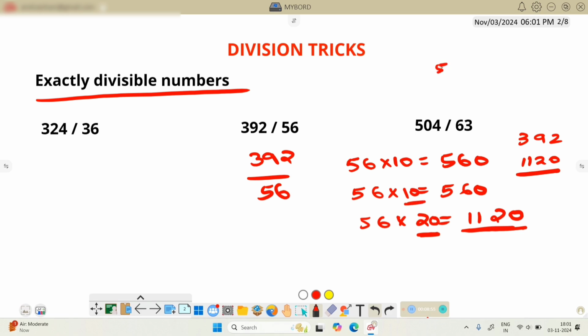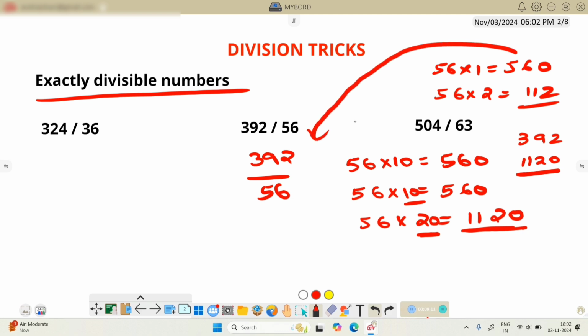First you can check like this: 56 into 1 you will get 56. 56 into 2 is 112. If you add 0 it will become 560, and you check it with the numerator number. Like this you can check the numbers which are nearer. Here you got 560 by multiplying with 10, and you compare it with the numerator 392. 560 is greater than 392, so your answer will be below the multiple of 10.